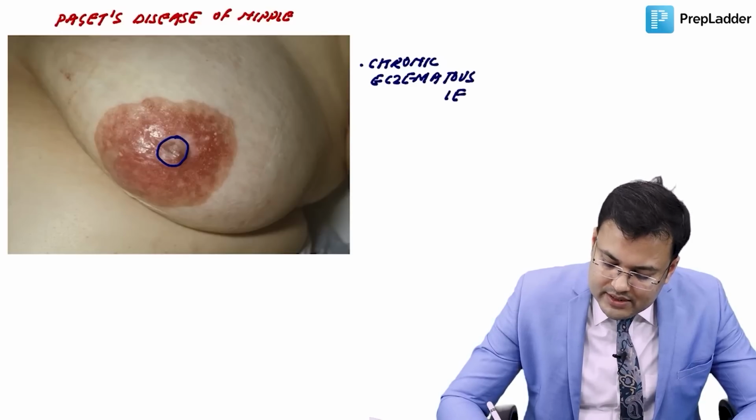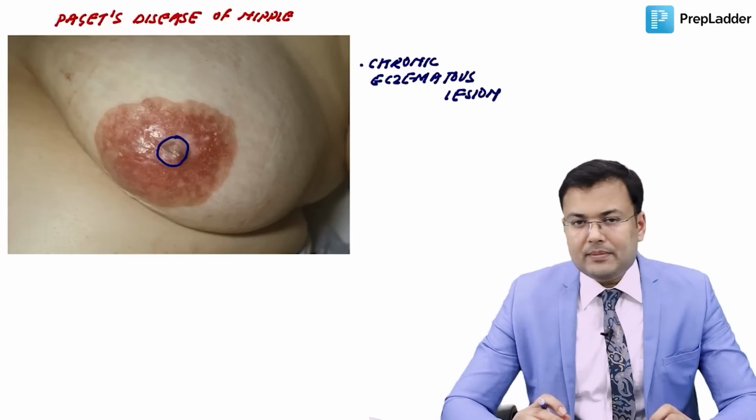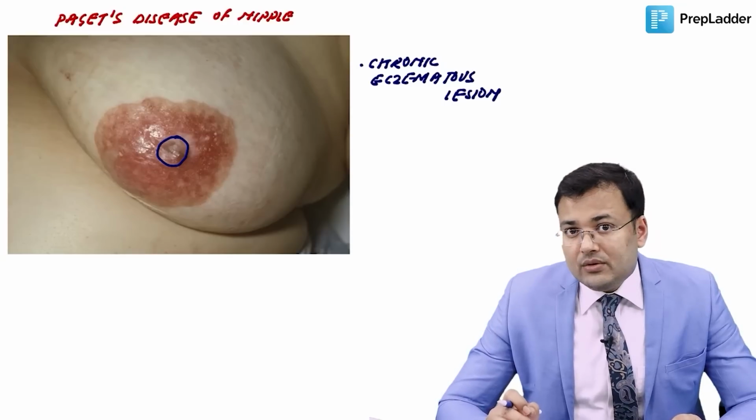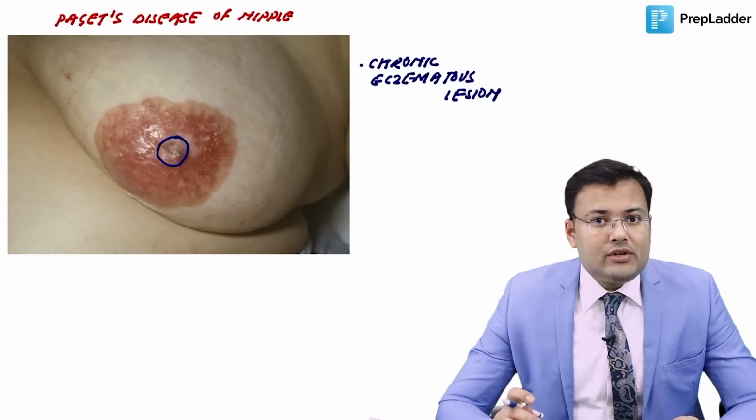Okay, what is the significance of this Paget's disease of nipple? That it is associated with underlying malignancy. Sometimes there is ductal carcinoma in situ, and sometimes there is invasive ductal cancer.